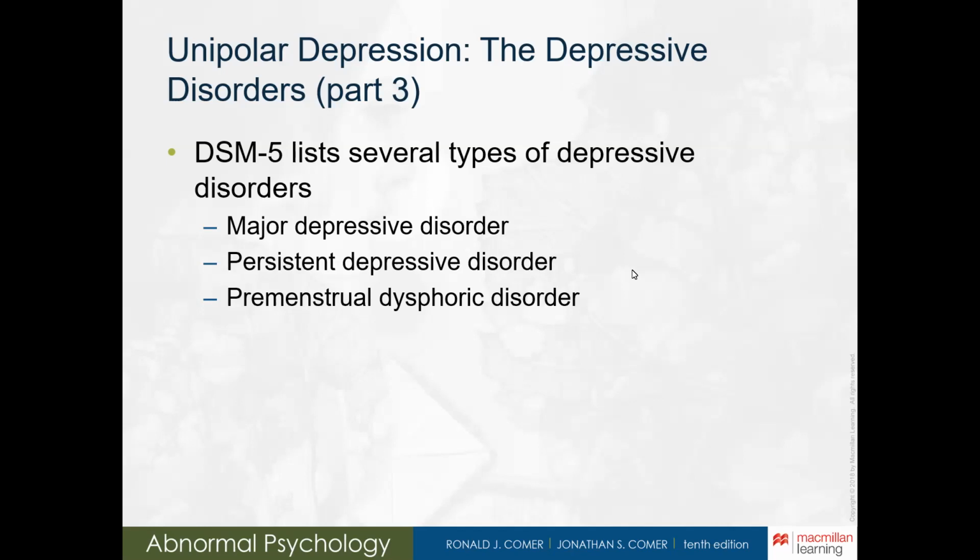The DSM-5 lists several types of depressive disorders. Major depressive disorder is a severe pattern of depression that is disabling and is not caused by factors such as substances or a general medical condition. Persistent depressive disorder is a chronic form of unipolar depression. Premenstrual dysphoric disorder is a disorder marked by repeated episodes of significant depression and related symptoms during the week before menstruation.